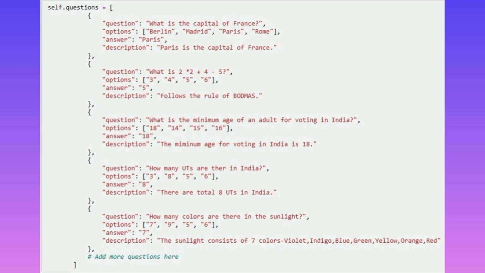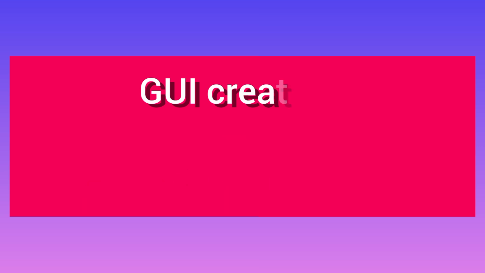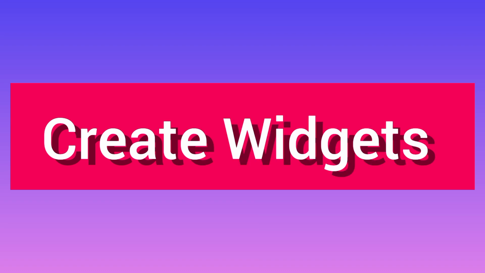We start by defining a list of questions. Each question is represented as a dictionary containing the question itself, answer options, the correct answer, and the description. We then proceed to create the graphical user interface using Tkinter. The main application window is configured with a specific title, size, and background color.